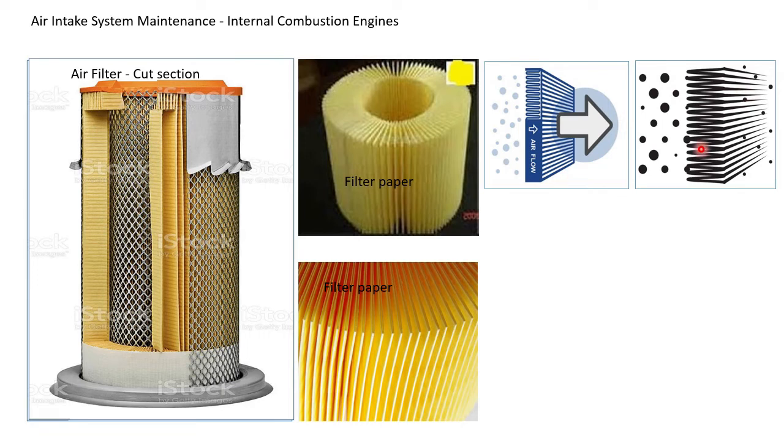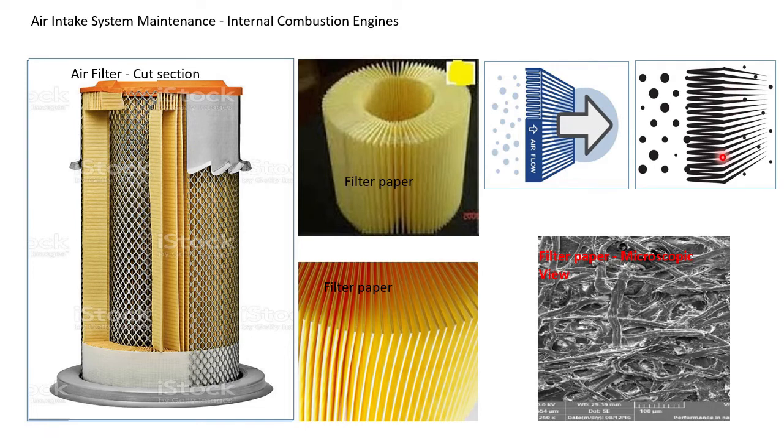As I told you, still very fine dust particles will however pass through this paper. 100% filtration is not at all possible. The best efficient filtration will be in the range of 95 to 98%. If you look at this paper element through the microscope, the structure of the paper looks like this. Through these gaps, air flows.